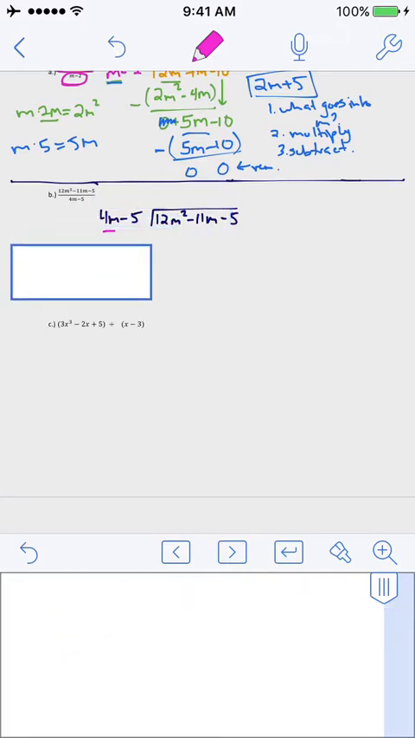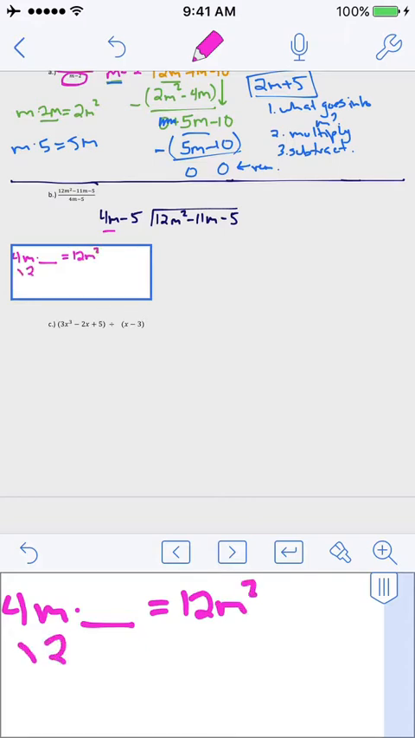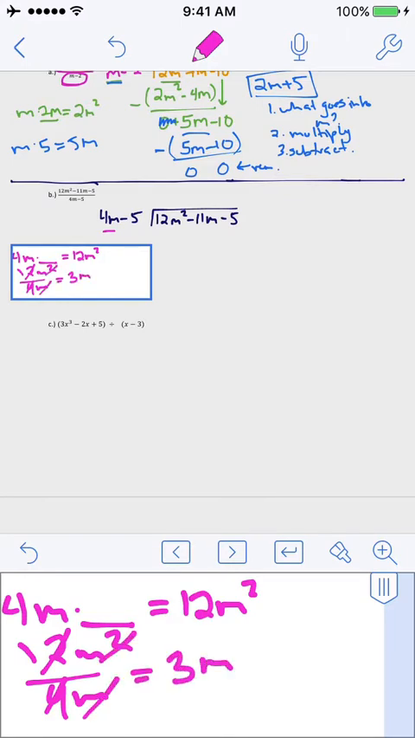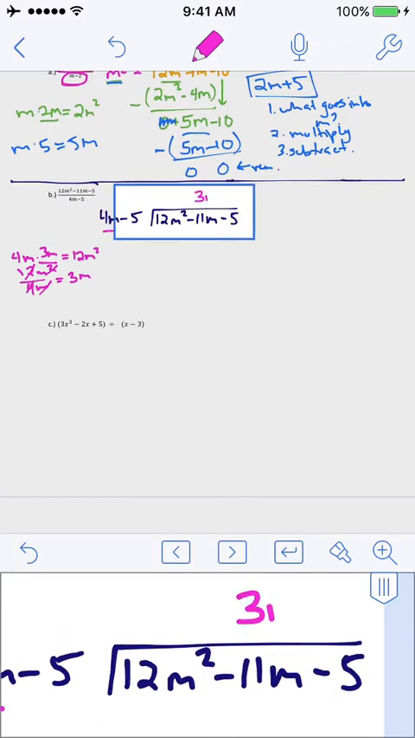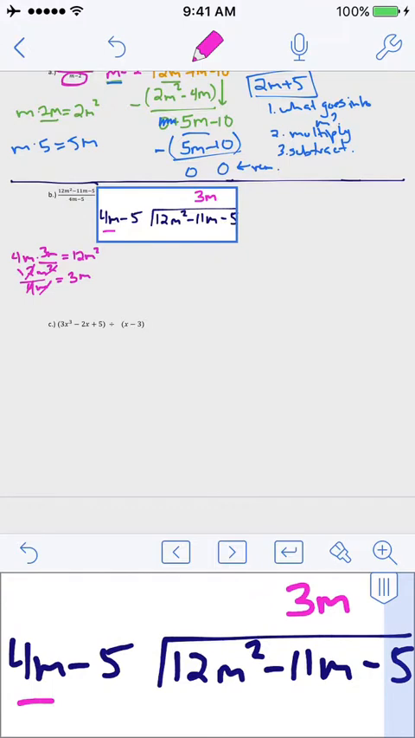Well, let's take a look at it. So 4m times something is going to equal 12m squared. I can maybe divide that, 12m squared by 4m. Divide that, I get a 3. Divide that, I get an m. So it looks like I need a 3m. So 3m, and I'm going to put it over the m's. Awesome.